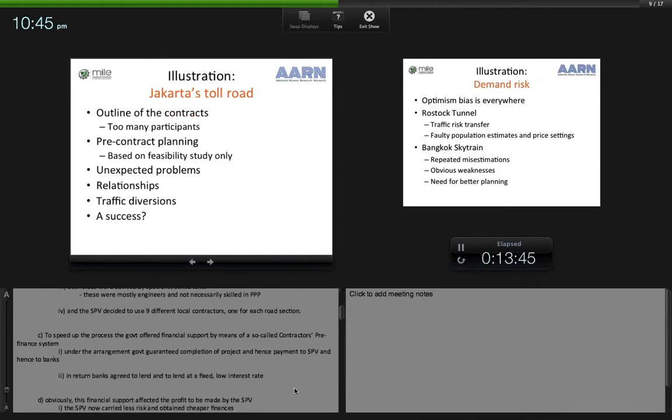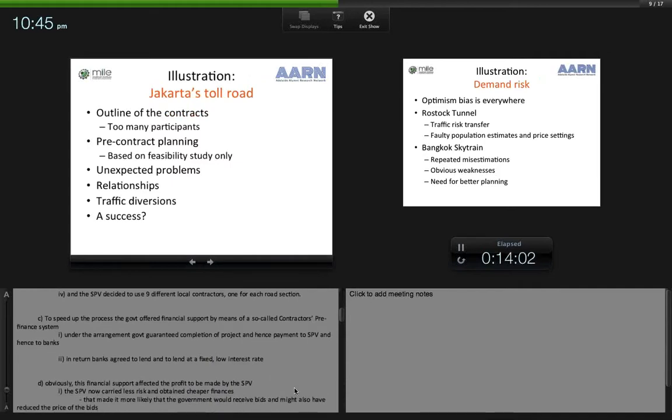Now, the government was very keen to get the project underway, and to speed up the process it offered financial support by means of a so-called contractors pre-finance system. Under the arrangement, government guaranteed completion of the project, and hence it is in effect guaranteeing payment to the SPV and hence payment to the banks. In return, the banks agreed to lend at the lower risk and lend at a fixed and low interest rate.